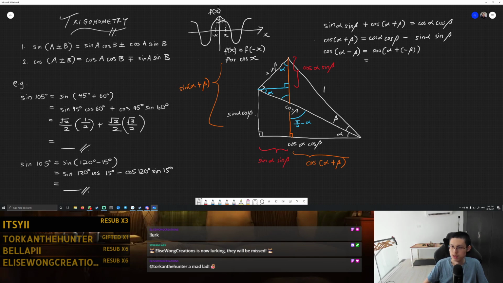Okay, and we can use this here and write this as cos alpha cos negative beta minus sine alpha sine negative beta. And as you can see, f(x) is equal to f(negative x). So this f(negative beta) is the same as cos beta. So this actually becomes cos alpha cos beta.